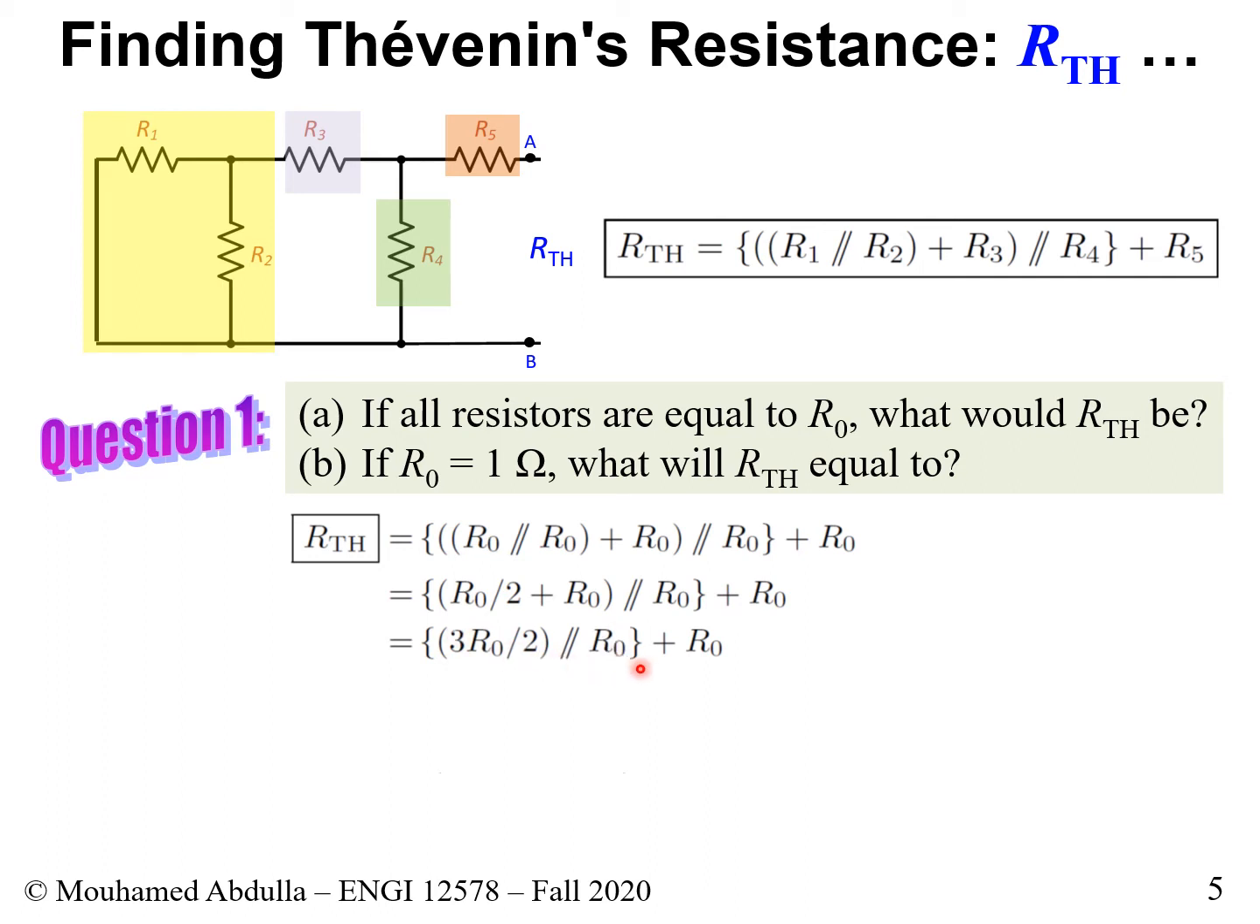So at this point, what you need to do is invoke the expression that we saw before. When you have two resistors in parallel, you multiply their values on top and you add their values in the bottom, right? So let's just do that. Essentially, we do 3 R0 divided by 2 times R0. In the bottom, we do 3 R0 divided by 2 plus R0. What this essentially gives you is, maybe I could just write it so you can see what's going on.